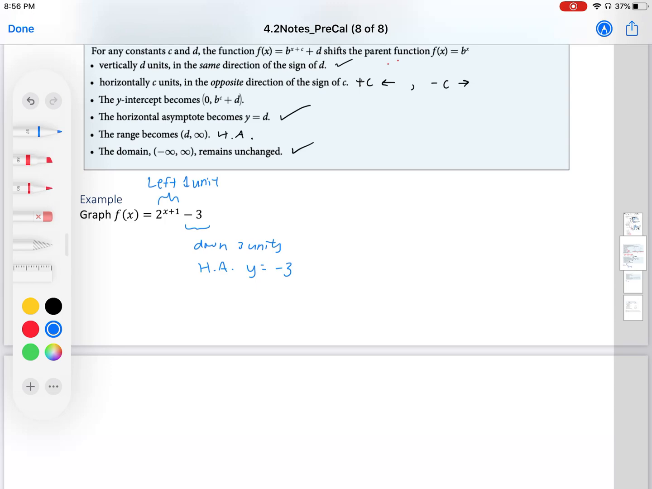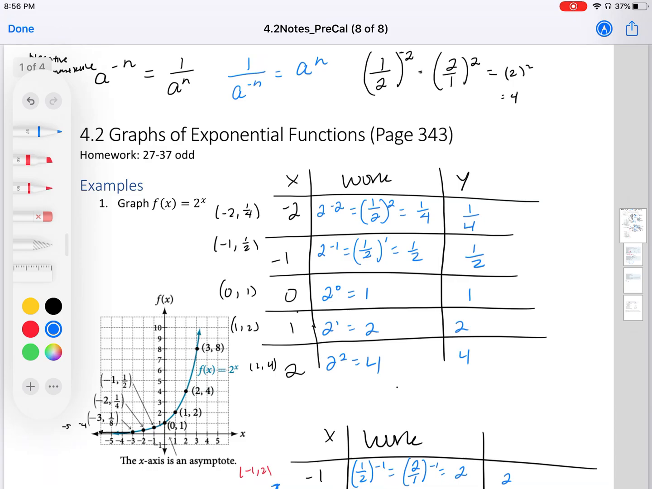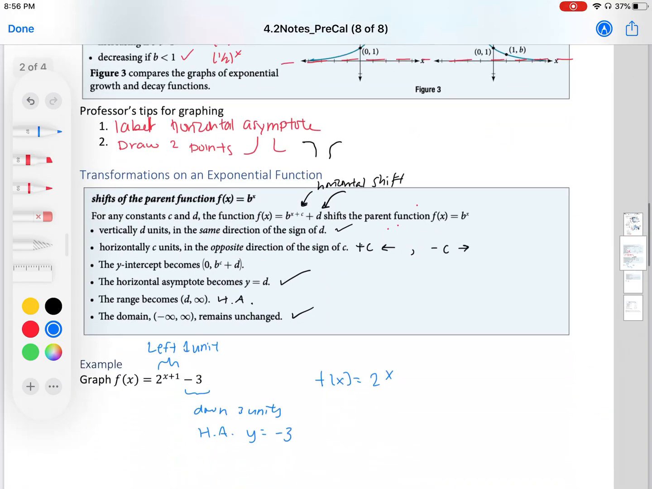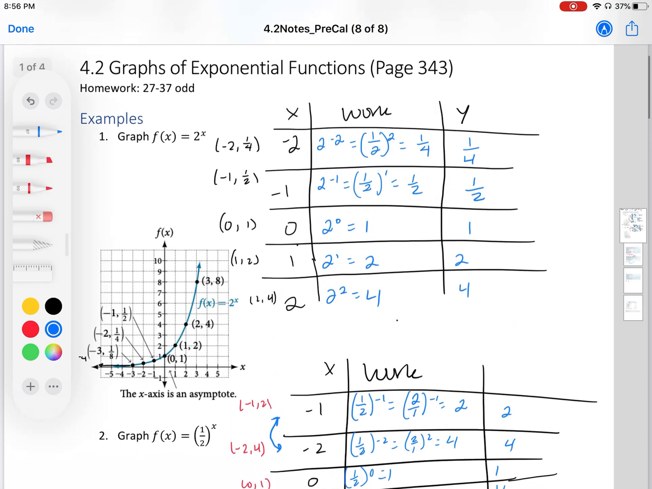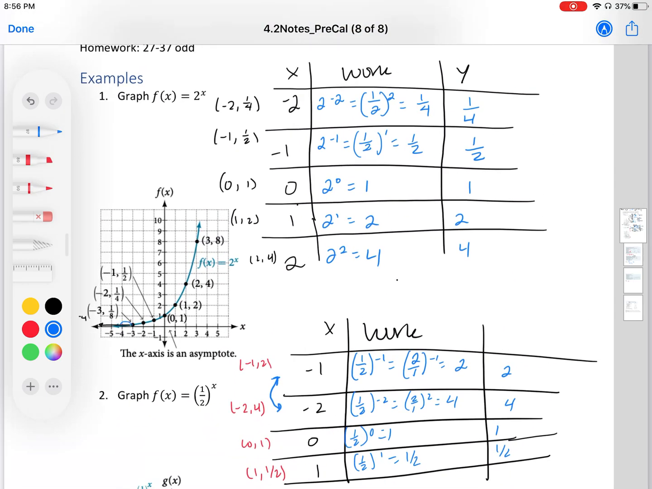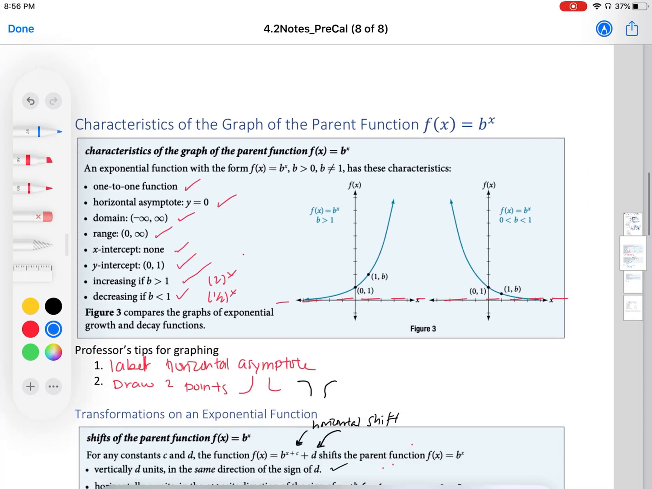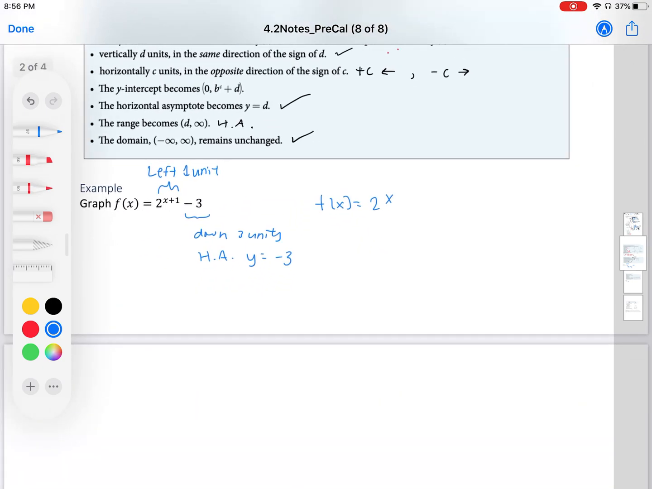Now we already graphed the function f of x equals 2 raised to the x. So what we can do is take our first function and take each point and move it. We said to the left 1 and down 3. So we can take each point and move it to the left 1 and down 3, as so. Or you can do your own chart for this problem, which is what I would do.